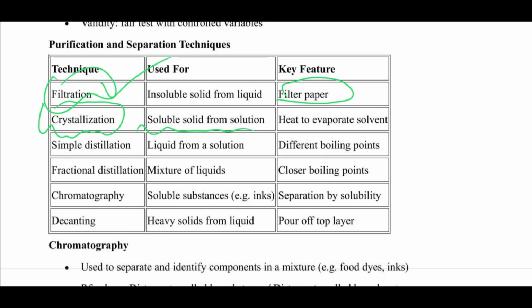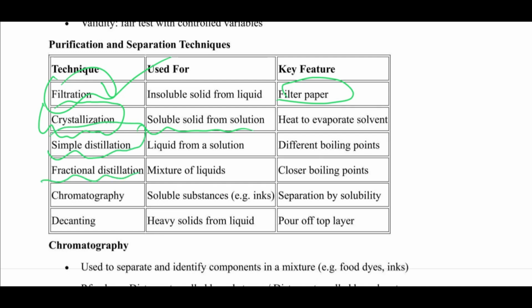Okay, a liquid from a solution. And according to how you can use the distillation method, if both the liquids have different boiling points, if the boiling points are different, then you can use the distillation method. Now, what is fractional distillation?